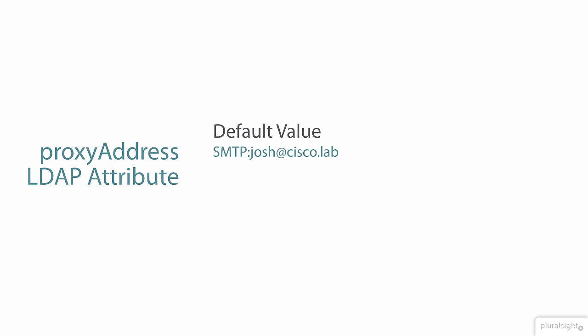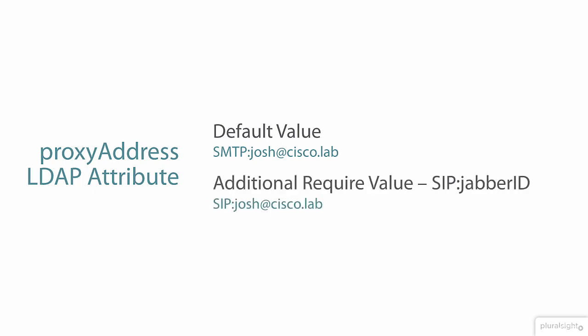In order to set this up, there is an Active Directory LDAP attribute that you need to configure, and it's called the proxy address. The default value that you're going to find in the proxy address field on the user account in Active Directory under the LDAP attributes is going to be SMTP: and your contact address. So mine is josh@cisco.lab.